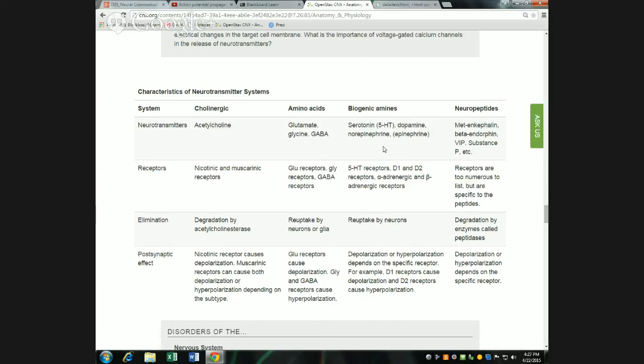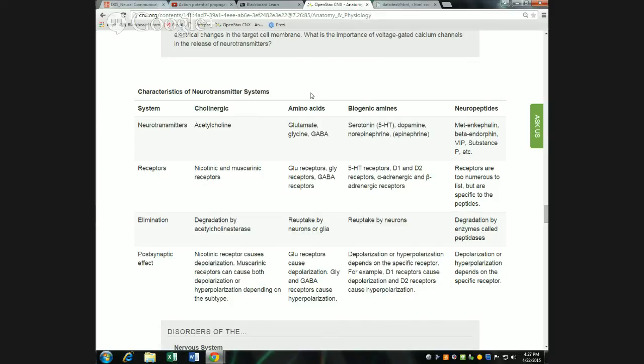The last column here that says neuropeptides, I put this in there just to talk about other types of substances that can be active at synapses. I don't really want to talk about them. I don't ever get into that in this course. So understand that such things exist, but I'm not going to ask you about these.